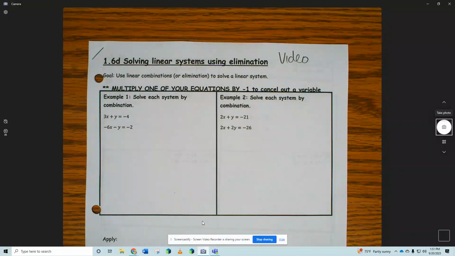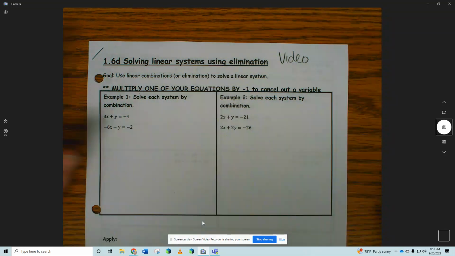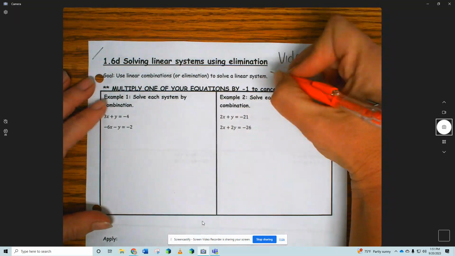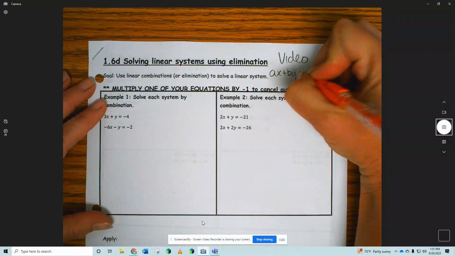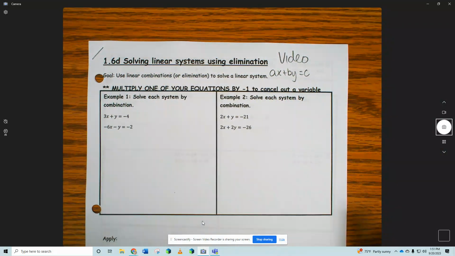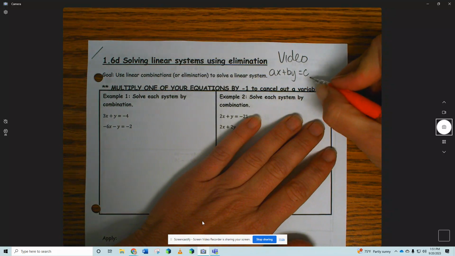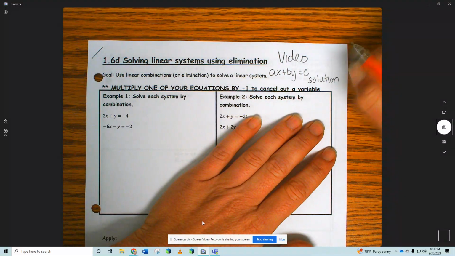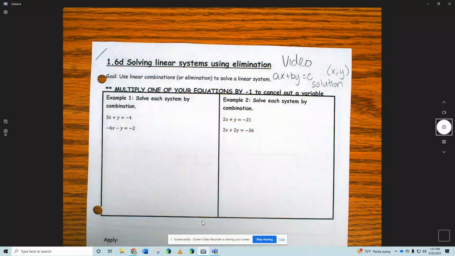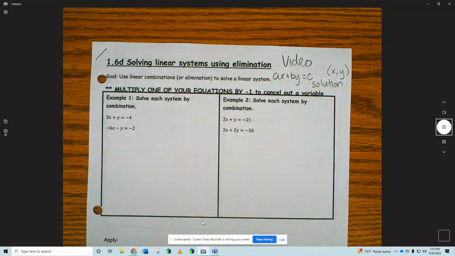So our lesson today is continuing on from systems. Systems of equations mean I have standard form: AX plus BY equals C. That's called standard form. And I want to be able to find a solution. A solution means what's the X comma Y? What are the numbers that would plug in to that equation?